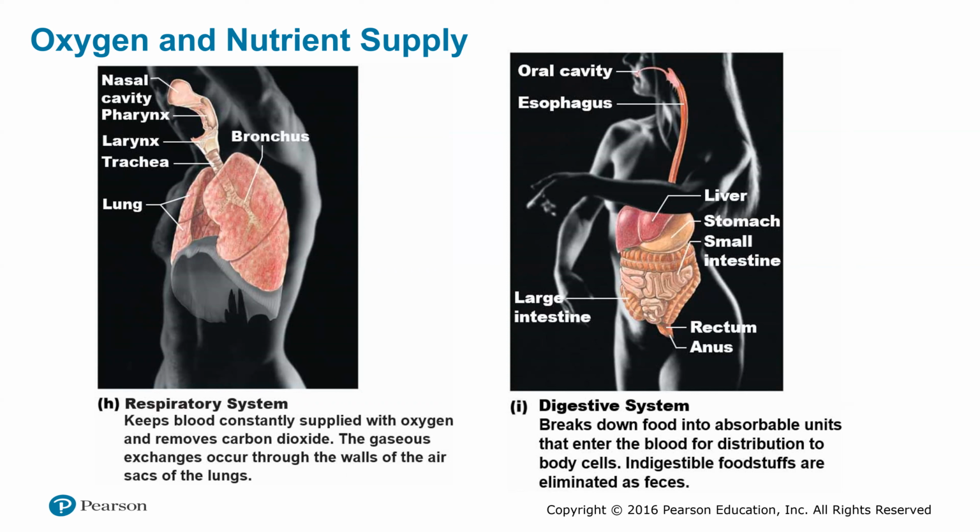Digestive system breaks down food into absorbable units, and absorbable means those units can enter your blood, that enter the blood for distribution to body cells. Indigestible foodstuffs are eliminated as feces. Organs of the digestive system include oral cavity, esophagus, liver, stomach, small intestine, large intestine, and pancreas.